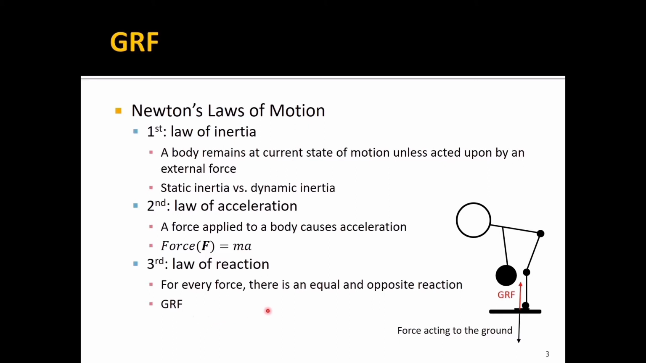Let's take a look at this figure here. You can see two arrows here. The black arrow represents force acting on the ground, and the red arrow represents ground reaction force. If you take a look at these two arrows, the lengths of these two arrows are the same, which means the same magnitude, equal direction, but they are acting in an opposite direction. So that's why this ground reaction force is an example of the law of reaction.